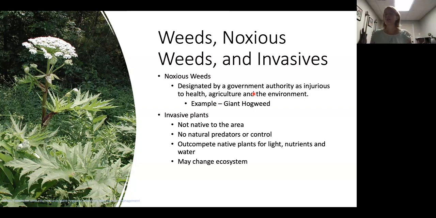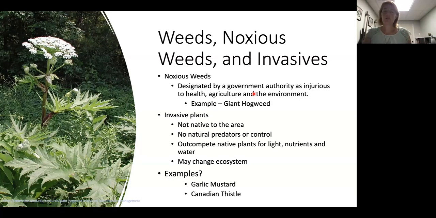Another big thing is that they can actually cause changes to the ecosystem. I don't know if any of you guys have Japanese stiltgrass in your yard. It's a real big problem because I live right by the reservoir. The deer love to spread it. And one of the things that it can do is suck all the nutrients right from the top of the soil, and so it makes that part not as nutritive, which makes it harder for other things to grow.